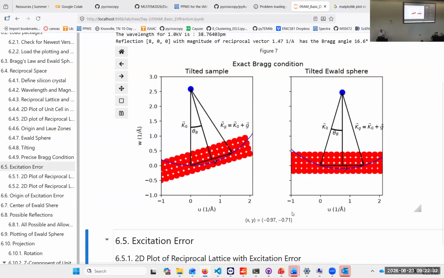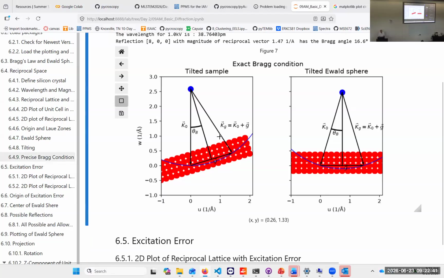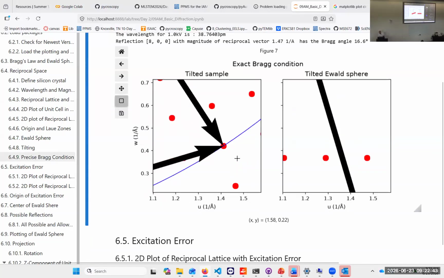Okay. So if we tilt it so that it hits one of the reciprocal spots exactly, we have a Bragg reflection. Okay, you got it. Thanks. Okay, so we hit it exactly, and here we have now our Bragg reflection. Okay.